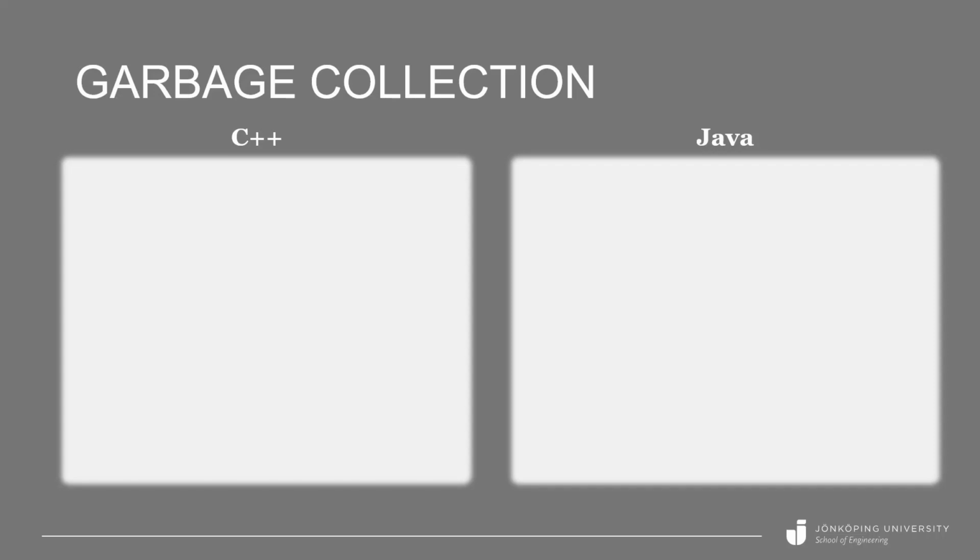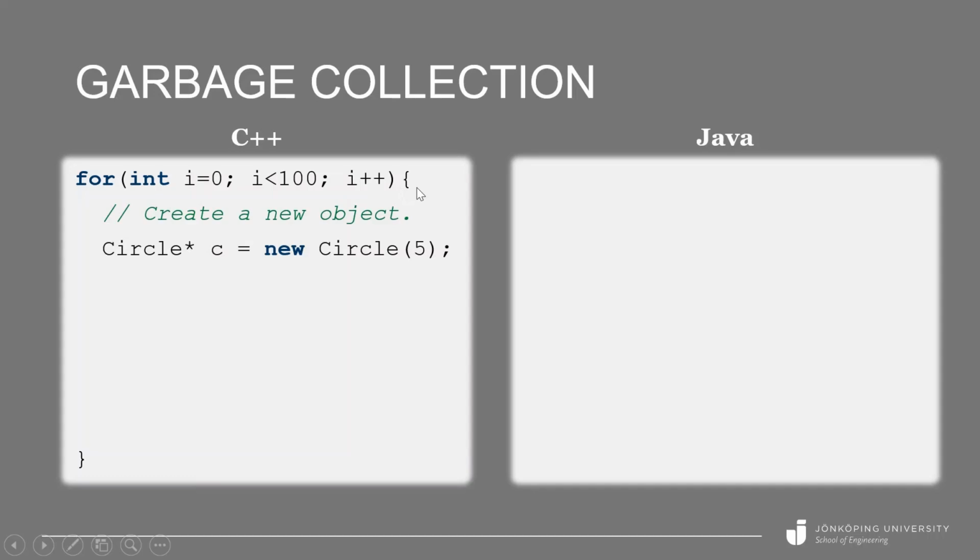Let me explain what the garbage collector is in Java and how it works. To do that, I will show you some code in C++ here to the left, and here to the right I will show you the corresponding Java code. So the C++ code we have here has a for loop that iterates 100 times, and in each iteration we allocate some memory to store information about the new circle object. Then here we do some work with the circle object, in this case call the getRadius method on it. And then we're done using the circle object.